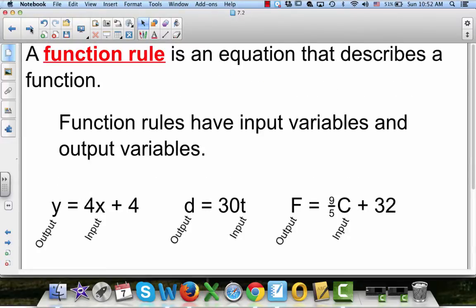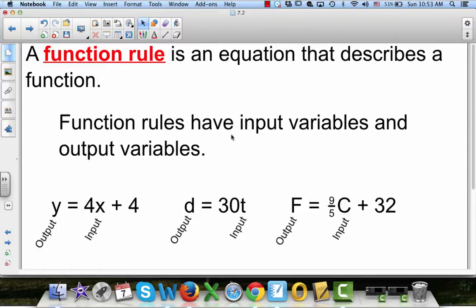A function rule is an equation that describes the function. Here's some at the bottom. You're familiar with a function rule. It's just been called an equation before. It's a different vocabulary for you. At the bottom down here, you've got y equals 4x plus 4. That's a function rule. D equals 30t is a function rule. F equals 9/5 c plus 32 is a function rule.